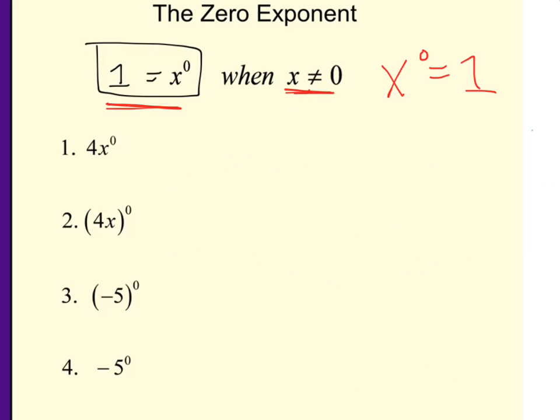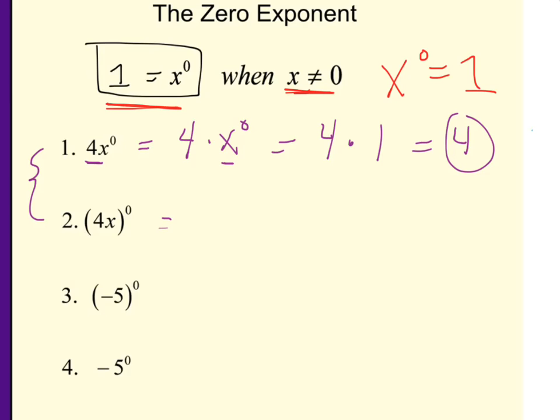Okay, so let's try a few of these problems here. Let's see. So 4 times x to the 0 power. Notice the difference between 1 and 2. The base for 1 is just x. The base for 2 is the quantity 4x. So since the base for the 0 exponent is just x, this is equivalent to 4 times x to the 0 power, just separating them with a multiplication symbol. That would be 4 times 1. Okay, 4 times 1 is 4.